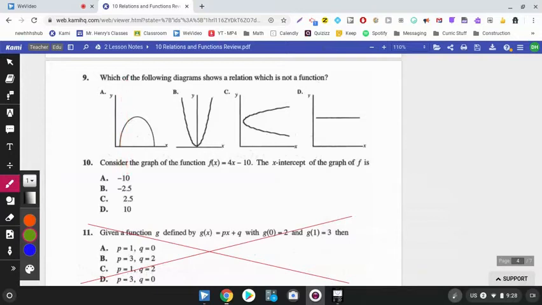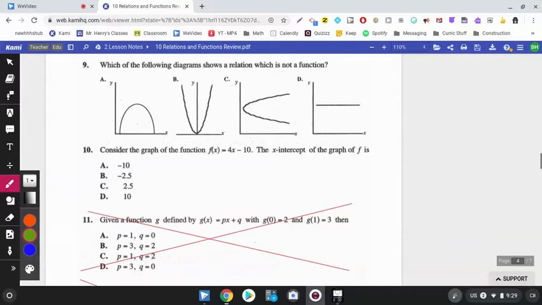So I pass through vertical lines, A is good. There's never a moment where a vertical line can hit 2 points. Same thing with B. And then you get to C. Oh yeah, that is definitely not a function. D passes. But C, these 2 points are right on top of each other. They have the same x value. So that thing is not a function. It fails the vertical line test.